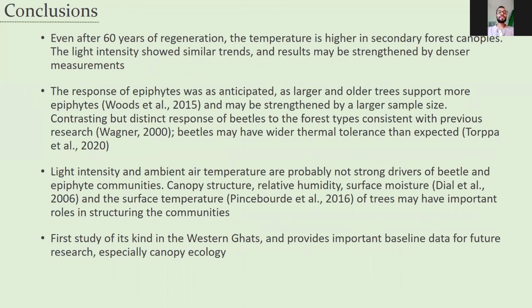Nonetheless, being the first study of its kind in the Western Ghats, we believe this work begins to fill the knowledge gaps in ecology of forests in the context of microclimates, and this work has a lot of potential to be followed up by future research examining microclimates and biotic responses to environmental change.